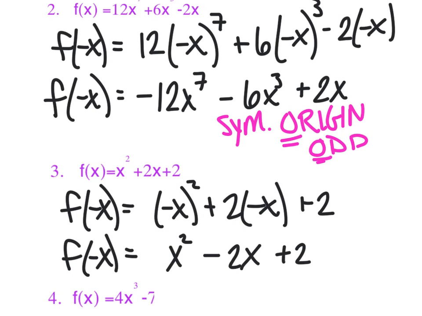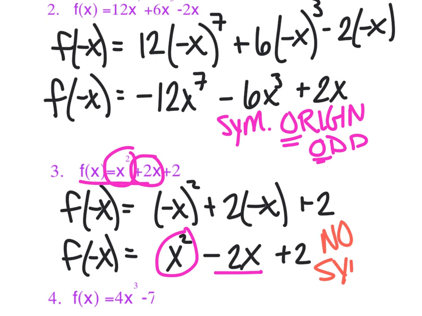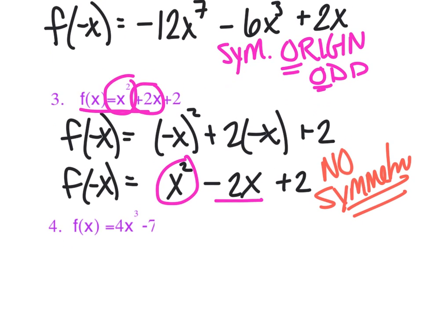So let's go ahead and compare. X squared, that stayed. Positive 2x, oh wait, I got a negative 2x. Okay, well, it's not the exact same, and it's not the complete opposite because this guy stayed positive. So I would say this has no symmetry. Okay, so it's not even and it's not odd, it's just neither. And a lot of functions don't have symmetry.